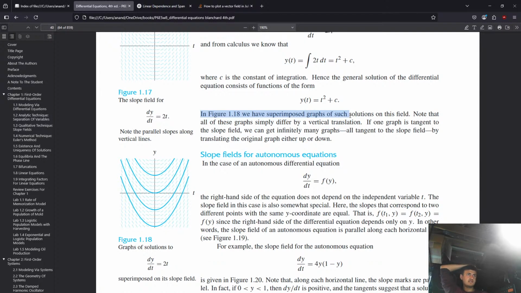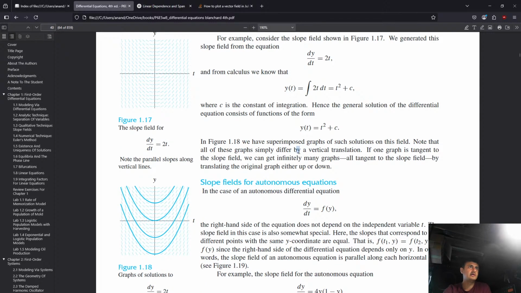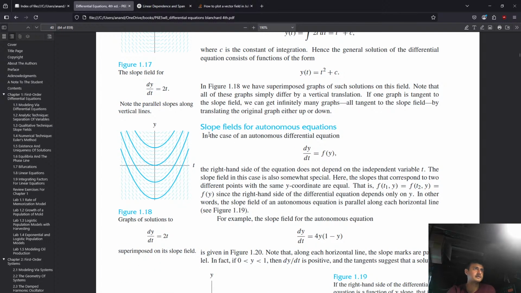By translating... Oh, okay. Yeah, they're just speaking geometrically. I already understood what they meant from this comment. But this is an immediate consequence of it. If one graph is tangent to the slope field, we can get infinitely many graphs just by translating the C. Alright.